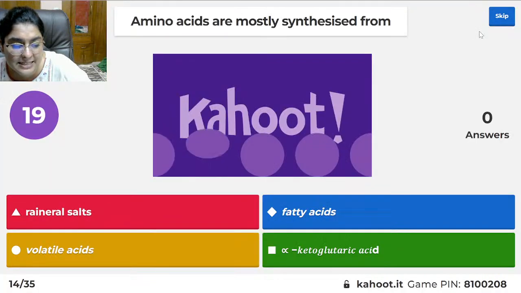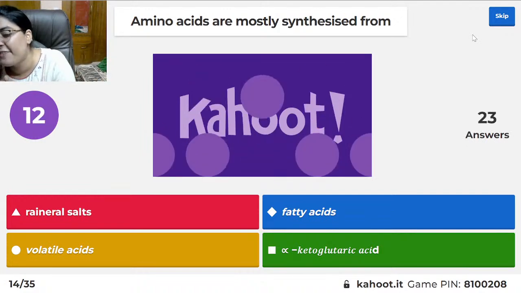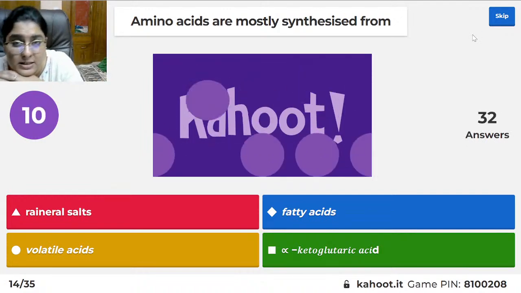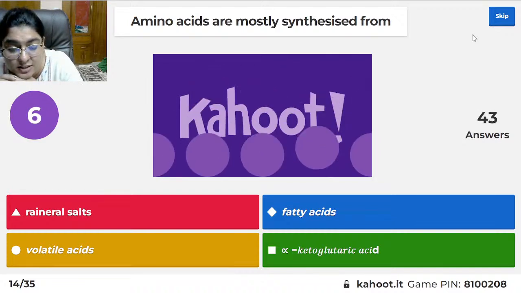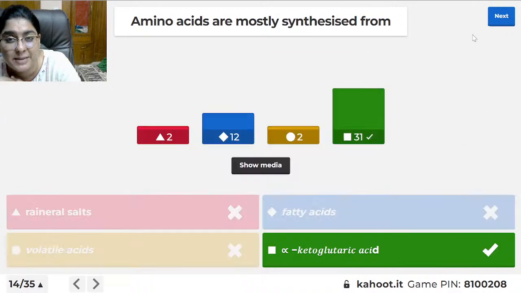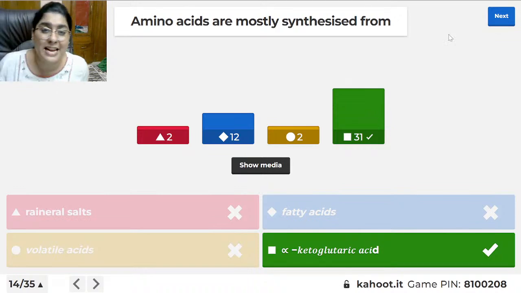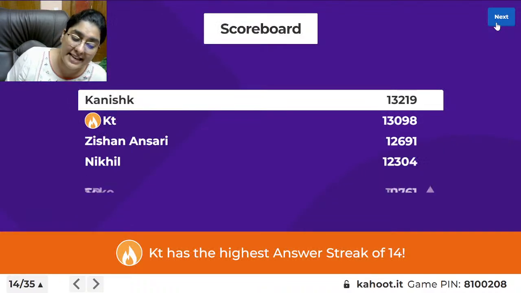Amino acids are mostly synthesized from... How are amino acids formed? Especially if we have a fair idea of nitrogen metabolism in plants. After nitrogen fixation, we have transamination, we have reductive amination, which helps in the synthesis of amino acids from amine. And it is mostly synthesized from transferring the amino group to an alpha ketoglutaric acid, organic acid.